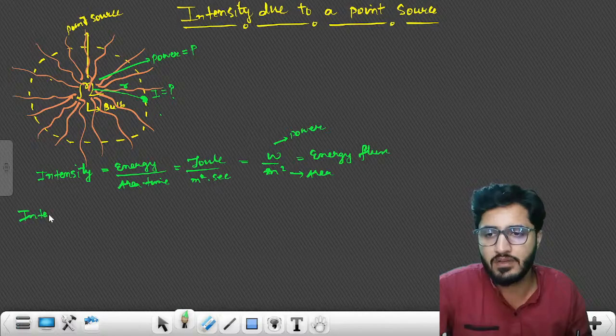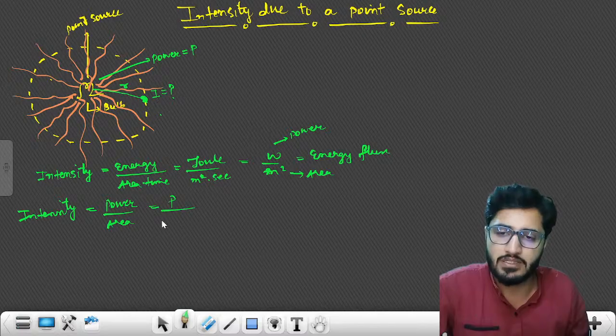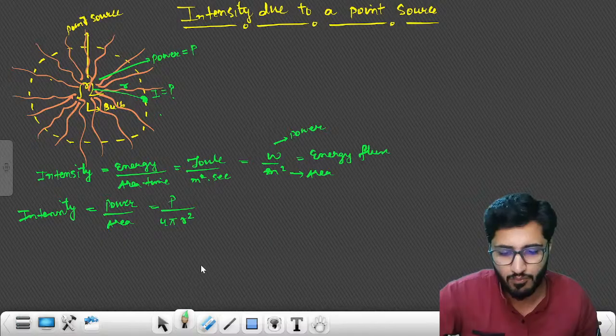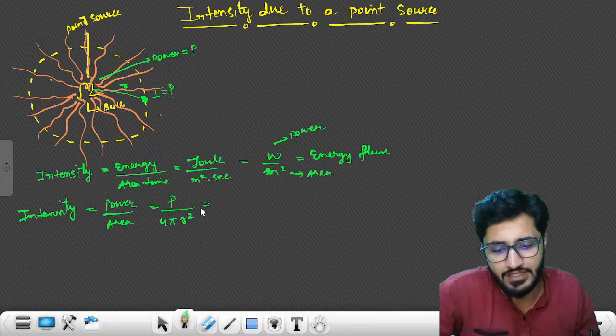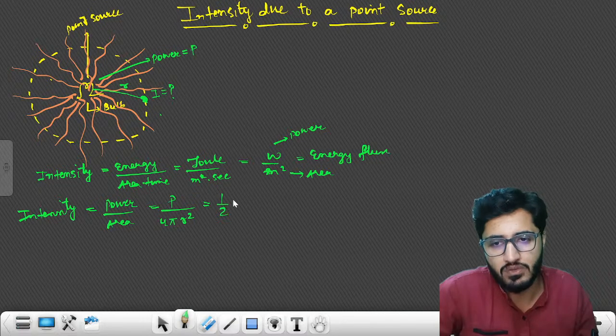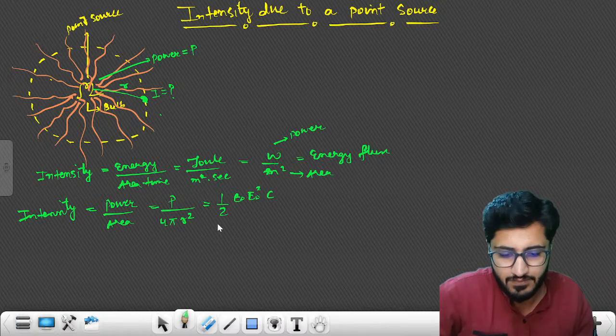One more formula is there. Intensity is equal to power per unit area. Power of the bulb is P and area is 4 pi r square. Done. So look, is it equal to intensity? What is intensity? 1 by 2 epsilon naught E naught square multiplied by C. Is it like this now?